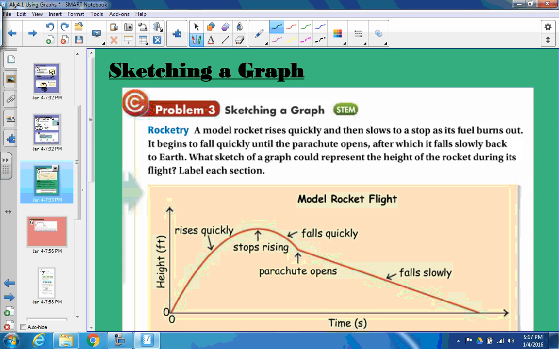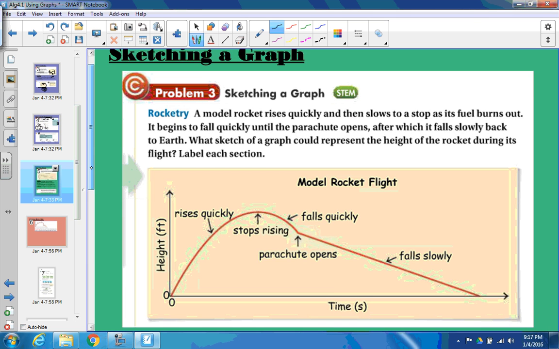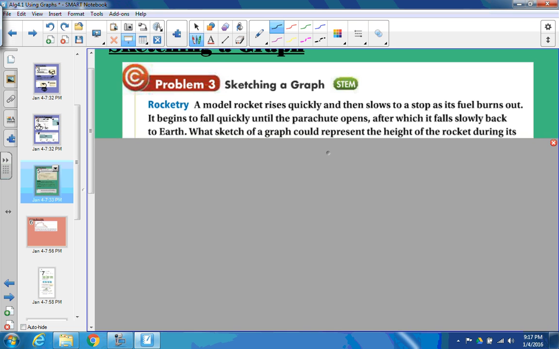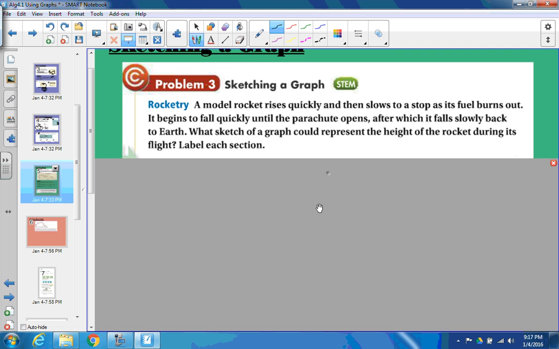The last thing I want to do is sketching a graph. So how do you sketch a graph? This is a problem that you'll be given. It says a model rocket rises quickly, then slows to a stop, and actually I'm going to cover this up, as it burns out. It begins to fall quickly until the parachute opens, after which it falls slowly back to Earth.